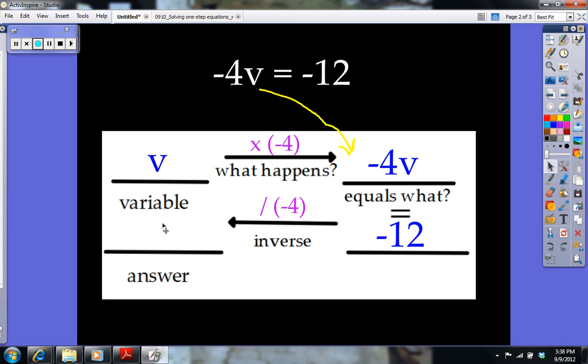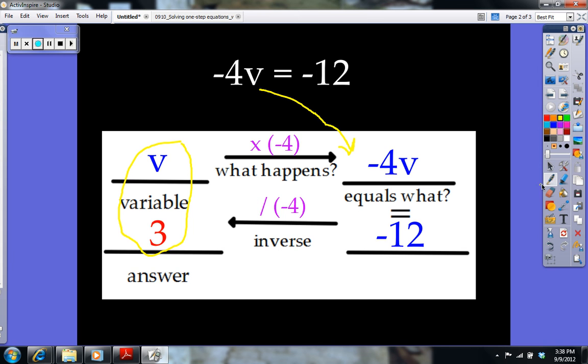What does that give us as our solution? I'll give you a few seconds to put that into your calculator. If you got 3, you're correct. And now we have our answer. V equals 3. Remember, how can we check to make sure that that's the correct answer?